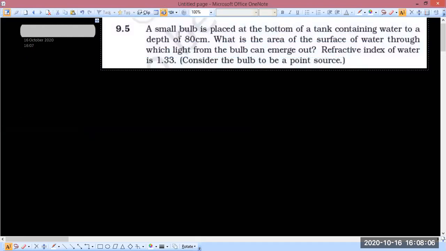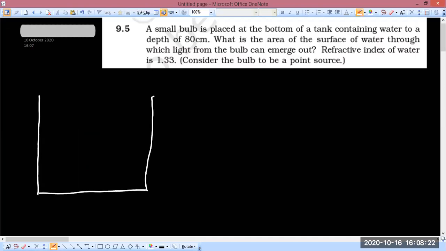So here is the question. It says that a small bulb is placed at the bottom of a tank containing water to a depth of 80 centimeters. So as usual, we're going to draw a diagram, right? So let's say this tank has water up to a depth of 80 centimeters.